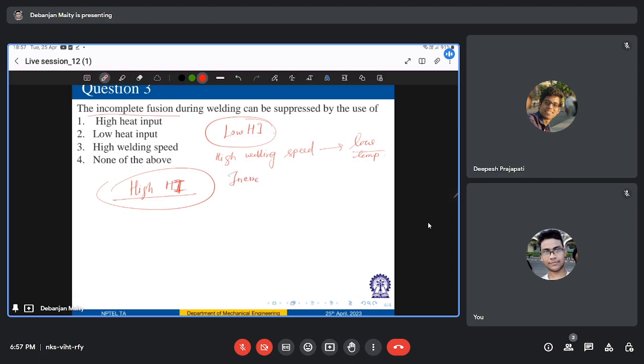So you can increase the VI setting, reduce the welding speed.